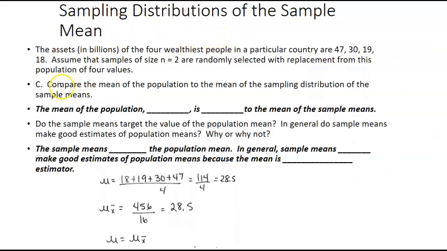Okay, so moving on to part C, compare the mean of the population to the mean of the sampling distribution of the sample means. So first of all, we want to find the mean of the population. Our population is these 4 values here, the 47, 30, 19, and 18. To find the mean of anything like that, we're just going to add them all up and divide by the total. So if I add those values up and divide by 4, because we have 4 values, then I get 28.5. Okay, so we want to compare that to the mean of the sampling distribution of sample means.